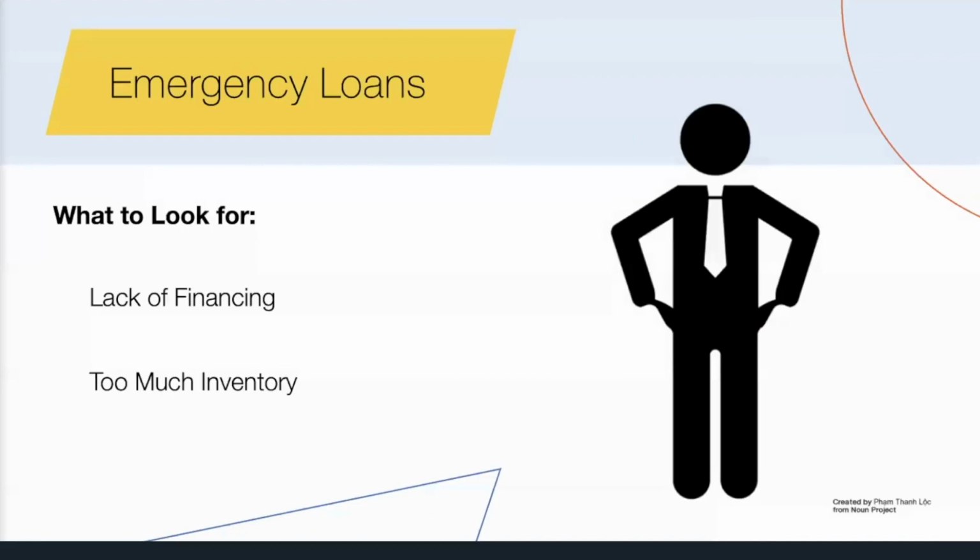So there you have it. We looked into 2 emergency loans and got to the bottom of why and where they came from. If you receive an emergency loan, look for financing and/or inventory issues. Understanding why will help you make better decisions in the following rounds.